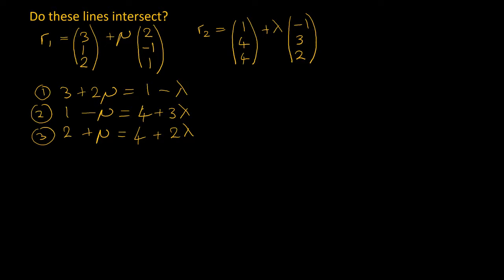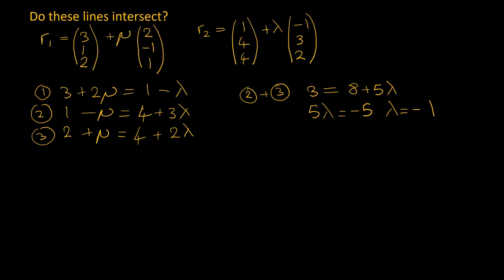So this one isn't quite so easy to start off. We're going to have to do simultaneous equations right from the start. But if you look carefully, you can see that 2 and 3 would make it easy to eliminate mu. So we're going to do 2 plus 3 to get rid of the mu. So on the left hand side we're going to have 3. On the other side we're going to have 8 plus 5 lambda. So that means 5 lambda equals minus 5. So lambda equals minus 1.